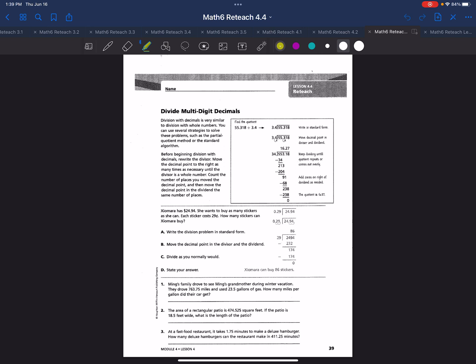So if we have 55 and 318 thousandths divided by 3 and 4/10, the first thing I'm going to do is write it in standard form. That's step 1. So that's step number 1.